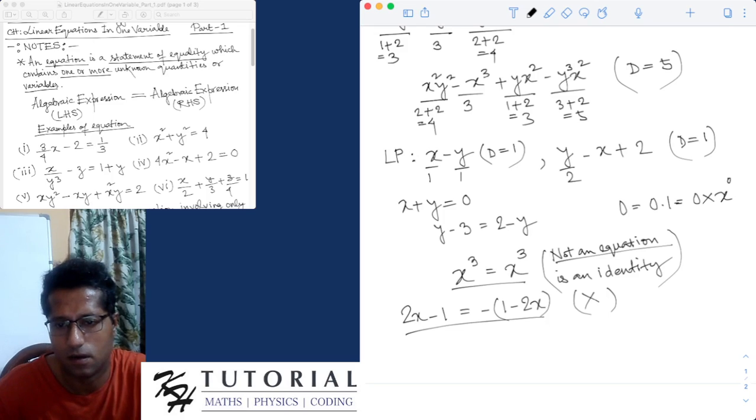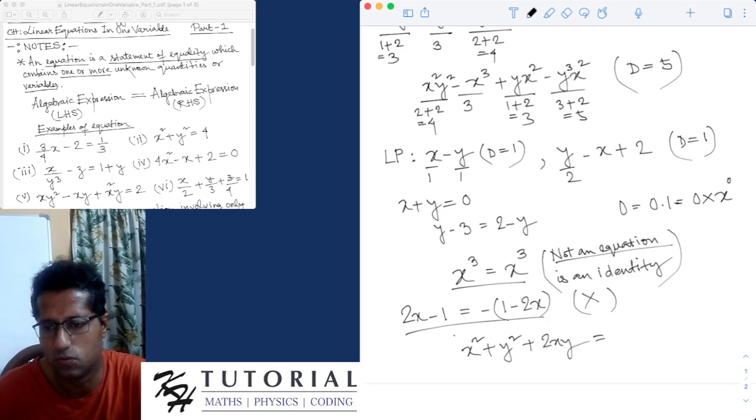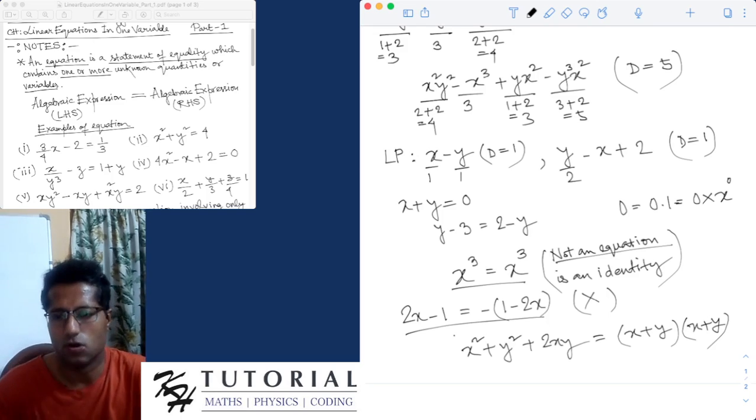Similarly, let's say x square plus y square plus 2xy equals x plus y multiplied by x plus y. This is also not an equation, this is an identity.